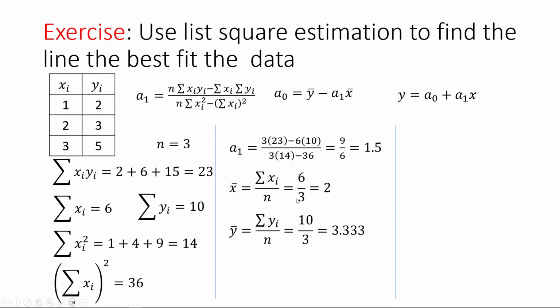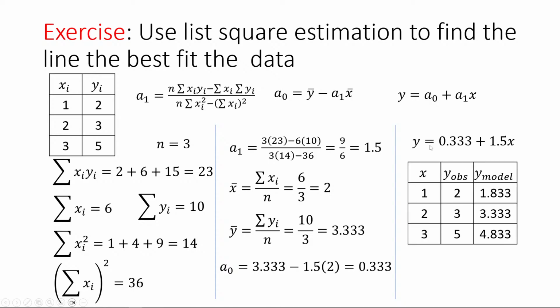And if I substitute the mean value here and this mean value here, and I know A1, then I can solve for A0. Then A0 is equal to 0.333. So now I have the equation of my straight line. So my intercept is 0.333, and my slope is 1.5.